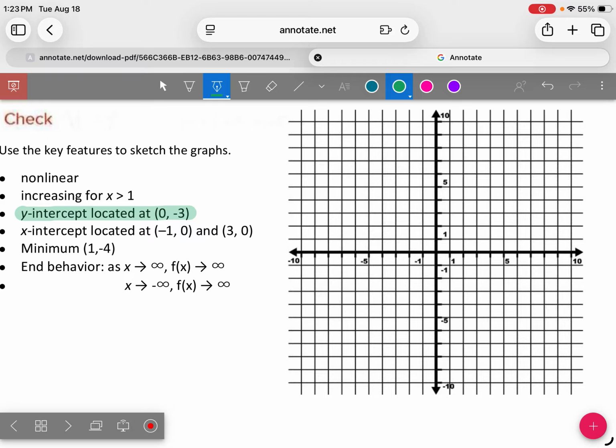So I'm going to put that point first. 0, 1, 2. I've got my y-intercept right there. 1, 2, 3. I don't know why it keeps looking like it's the wrong spot, but it is. We also know we have x-intercepts at (-1, 0) and (3, 0). So I'm going to put those points on there. (-1, 0) and 1, 2, 3, 0. So I'm going to put a point right there.